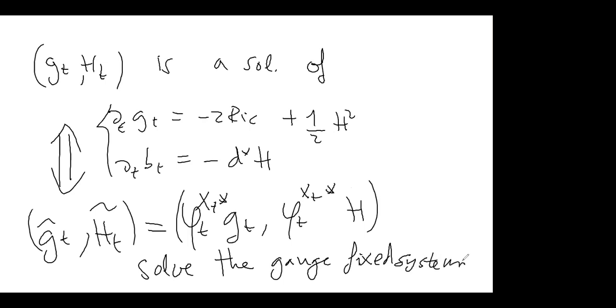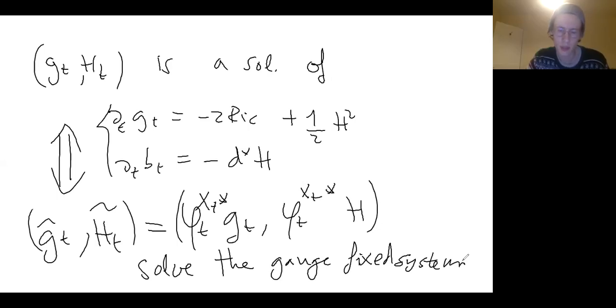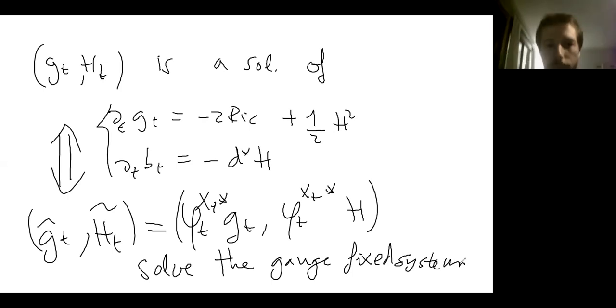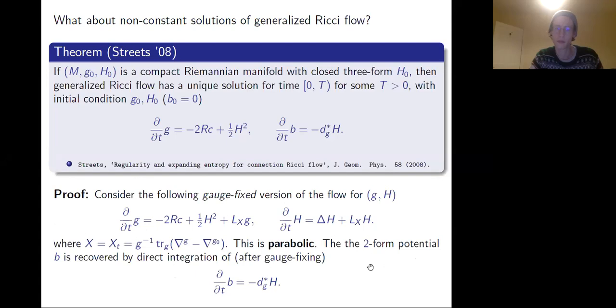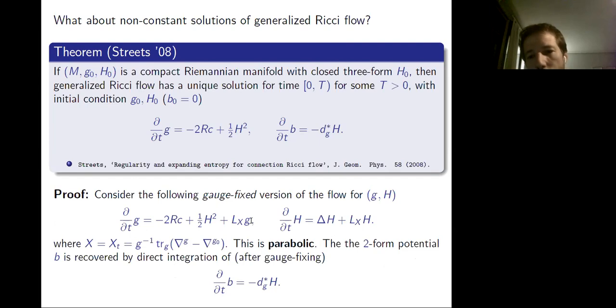Can I ask, why is this new system easier to solve? Well, the problem with the original system, let me go back to my slides, is that when you linearize it, it is not parabolic, meaning that what you find on the right hand side of the evolution equation is going to be elliptic, but not strictly, strongly elliptic, which is what you need to find the short time existence. That's the point.